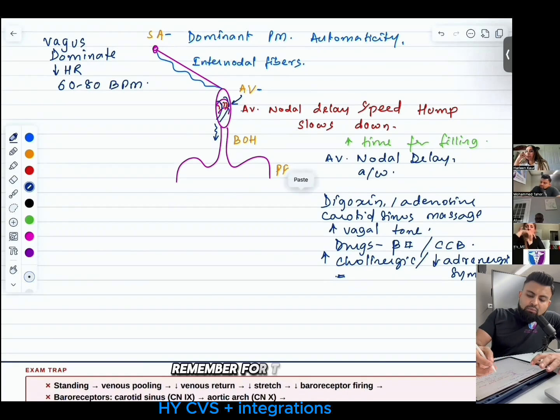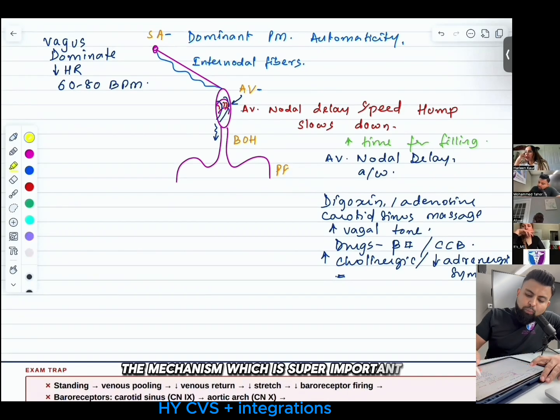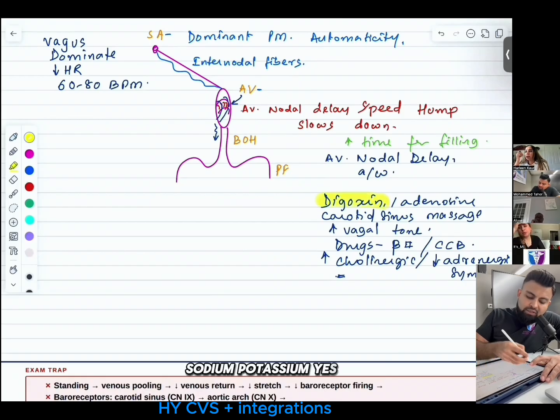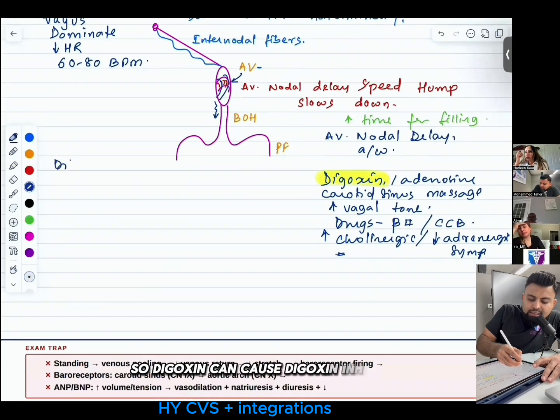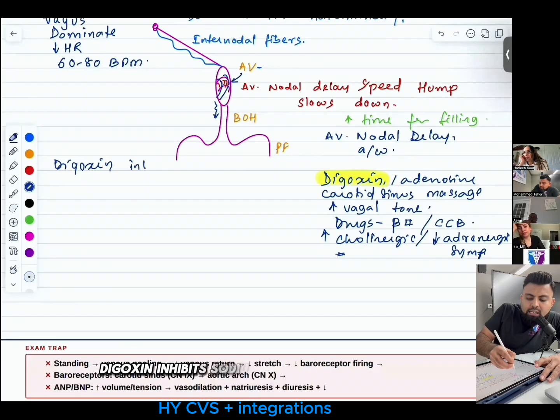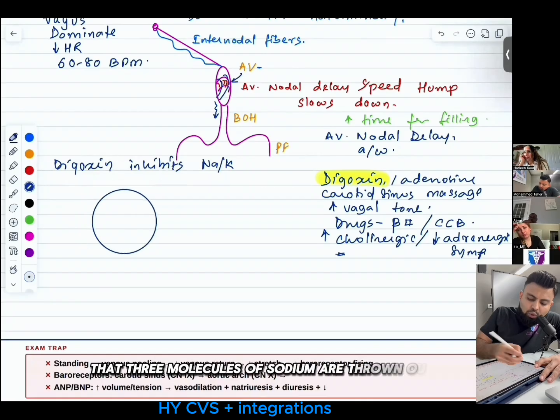Right? And then comes digoxin. Remember, the mechanism is super important. You cannot get away from this: sodium, potassium. Yes. So digoxin inhibits the sodium potassium ATPase pump. Under normal circumstances, I told you about this, 3 molecules of sodium are thrown out and 2 molecules of potassium are taken in.